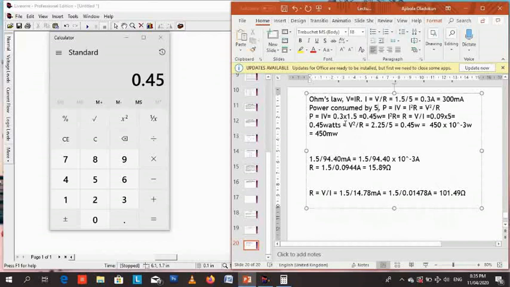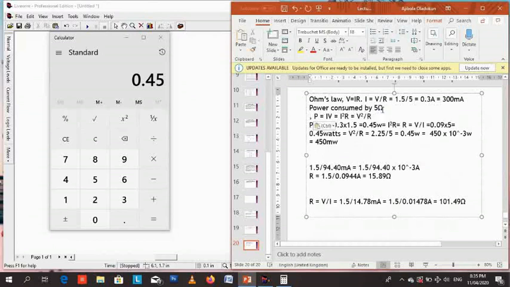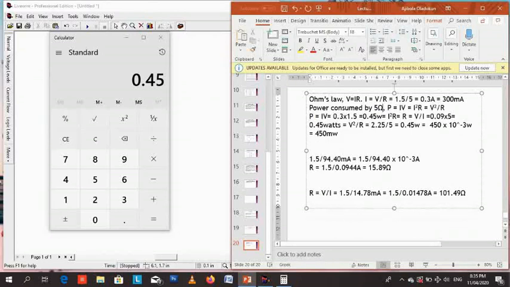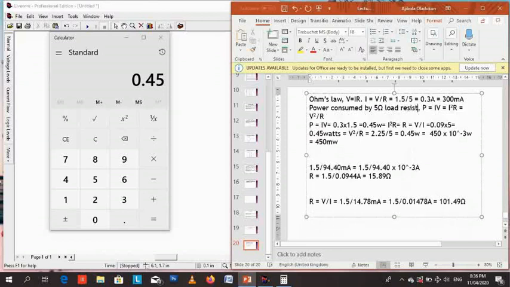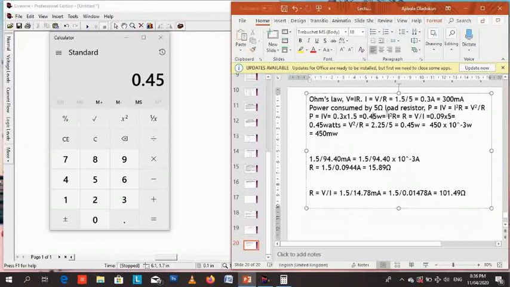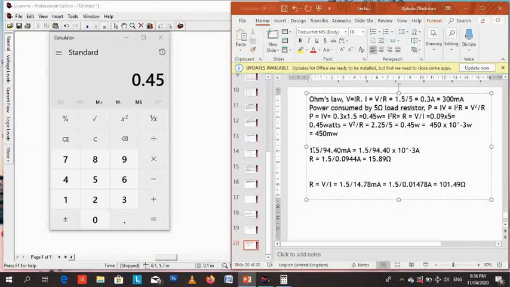So the power consumed by, let's compute the omega symbol, Ctrl C, Ctrl V. So the power consumed by the 5 ohm resistor load. So the power consumed by the 5 ohm resistor, the load resistor, is equal to that. Okay.